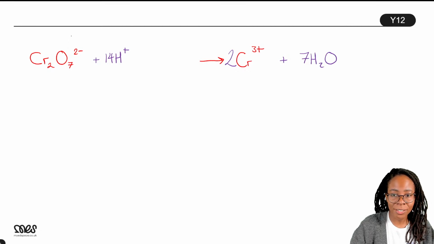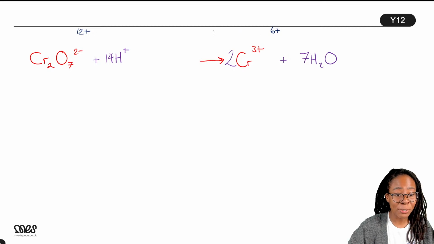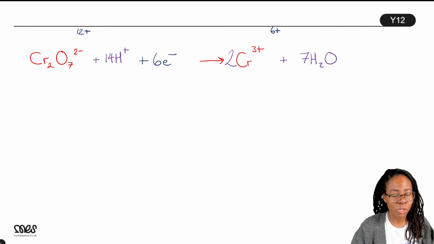6 on the left. Let's see. Currently on the left-hand side, we have an overall charge of 2 minus, 14 plus, which gives us 12 plus. On the right-hand side, we've got 2 times 3 plus, so 6 plus. So you're absolutely right. We would need 6 electrons on the left-hand side to balance those charges.